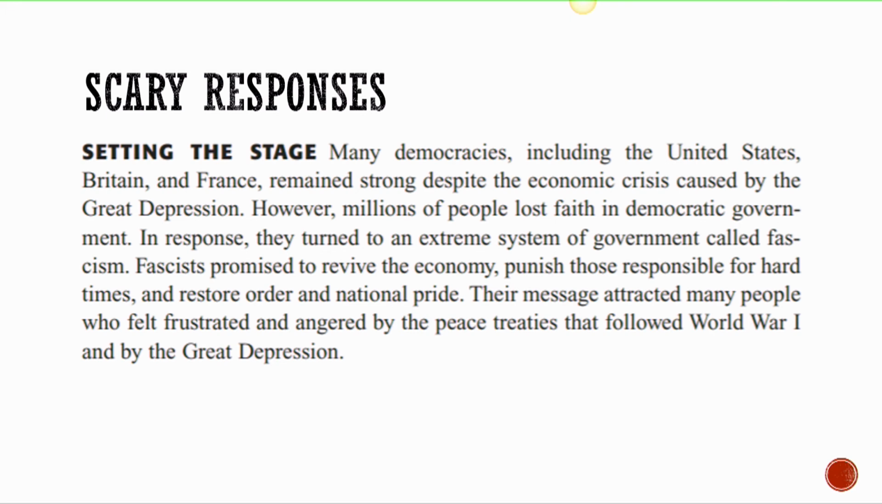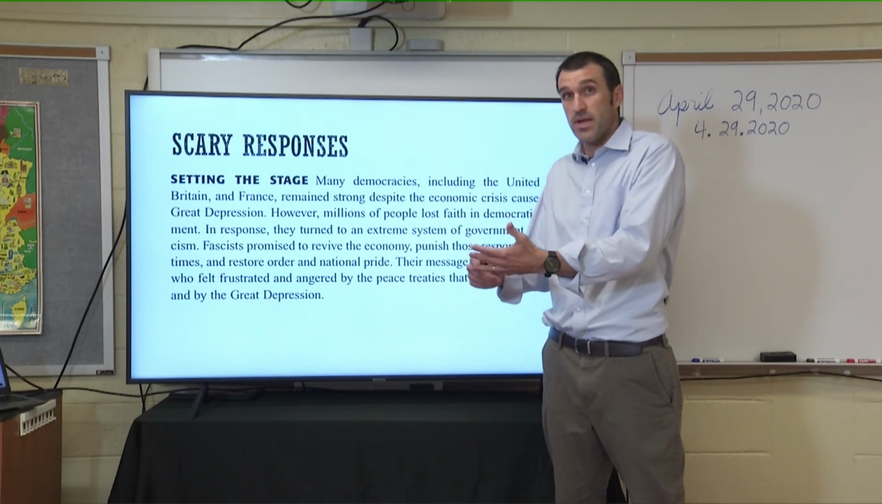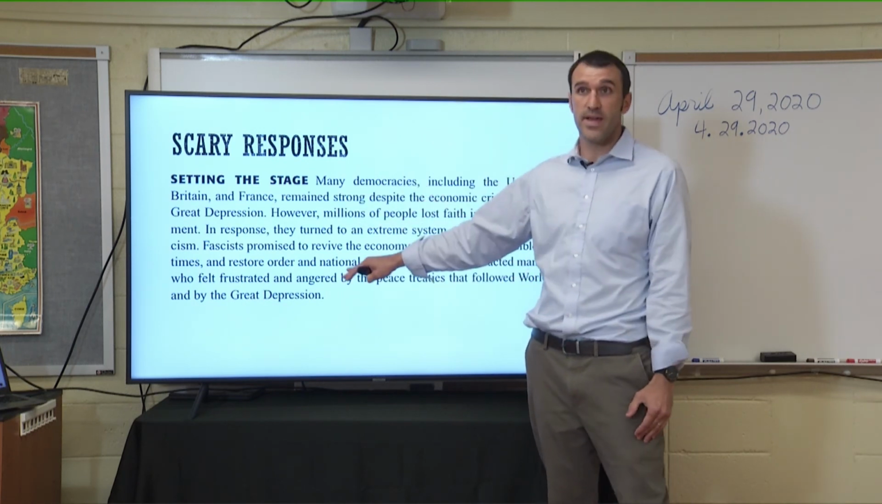Fascists promised to revive the economy. I'm going to fix this. Punish those responsible for hard times and restore order and national pride. Their message attracted many people who felt frustrated and angered by the peace treaties that followed World War I and by the Great Depression. We're frustrated and we need a change. So how did people like Hitler and Mussolini, as you'll see, come to power? Because people were looking for answers.